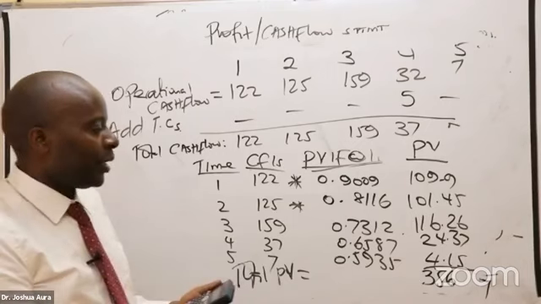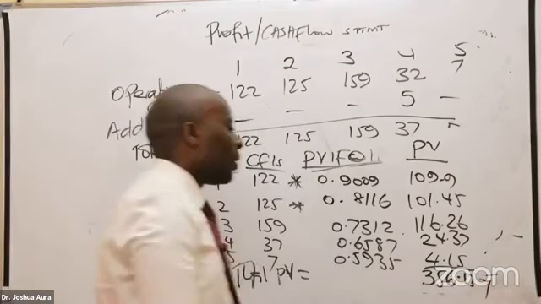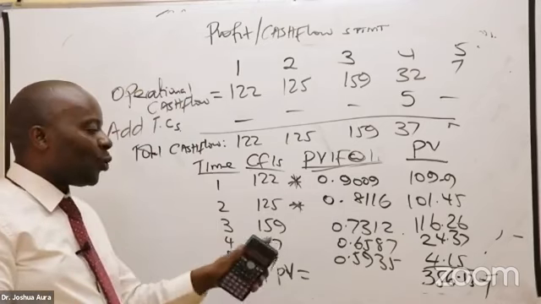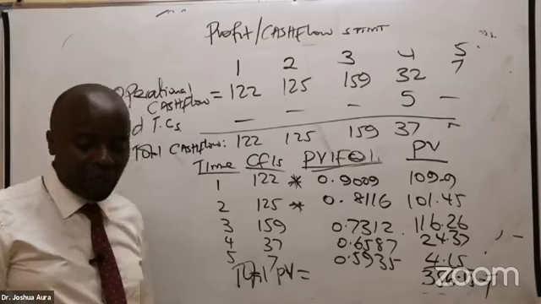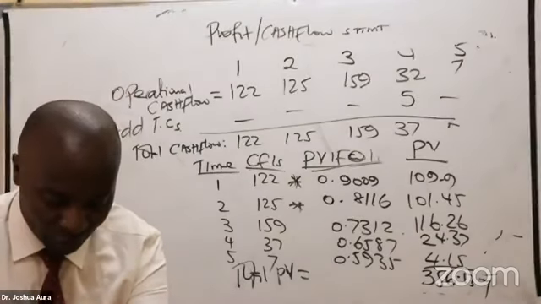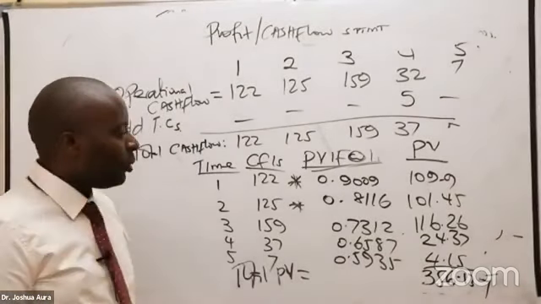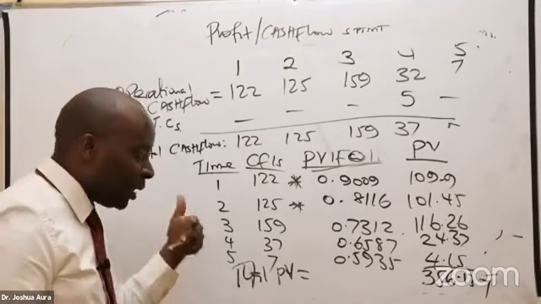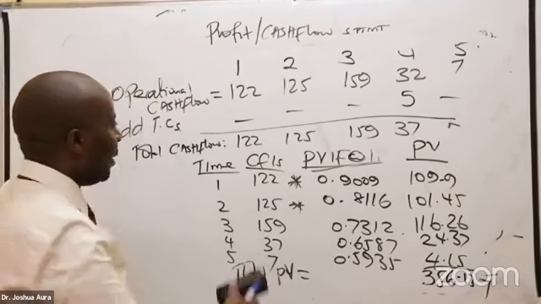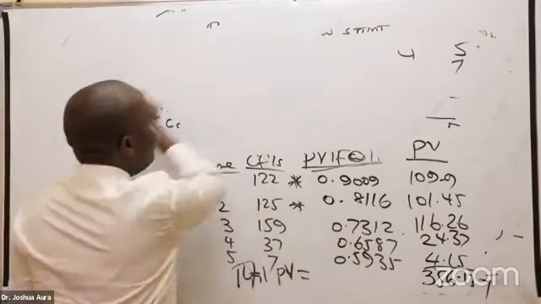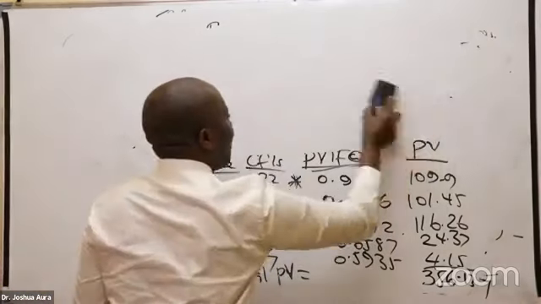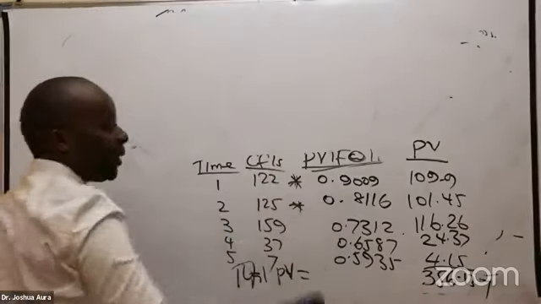356.13. Now, ladies and gentlemen, what do you think shall I do to be able to convert this total present value to the net present value that the examiner wanted us to get? What do you think shall I do for us to get this total present value being a net present value?